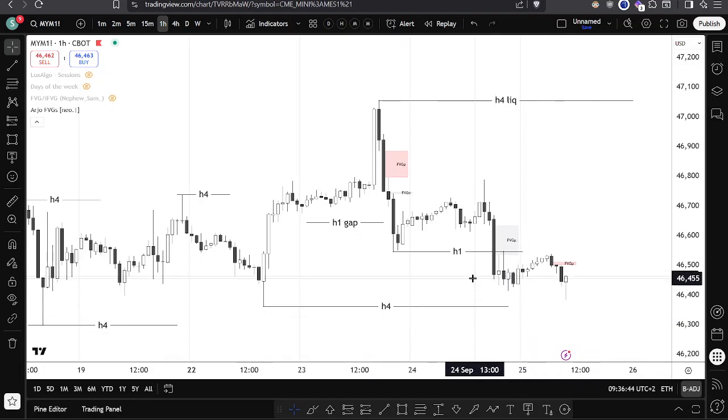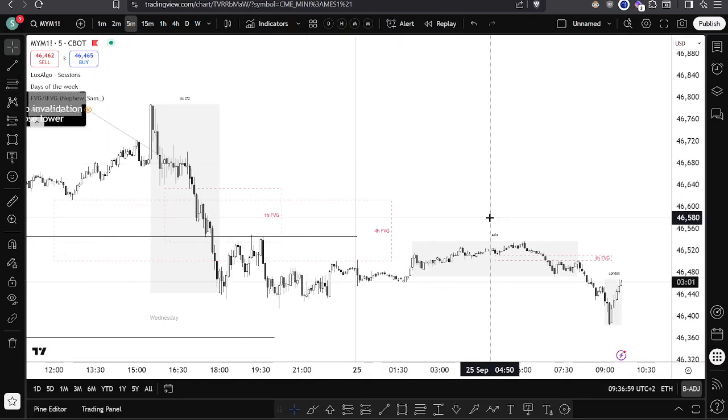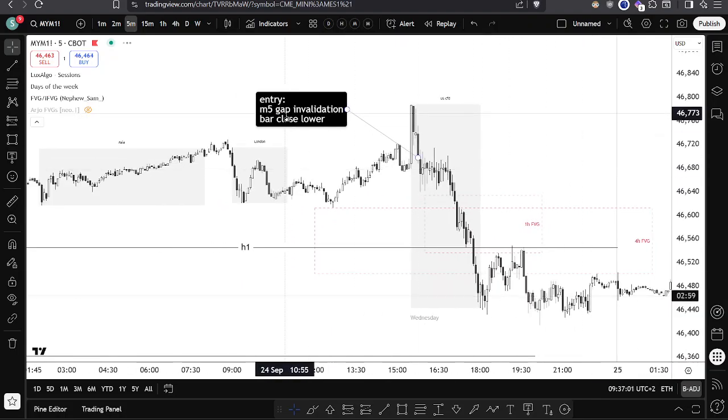So for the actual entry, this time I used a different model. I saw something else from H1 bias, which is the current bias, right? I dropped to 5 minutes for entry. So here, gap invalidation, bar close.